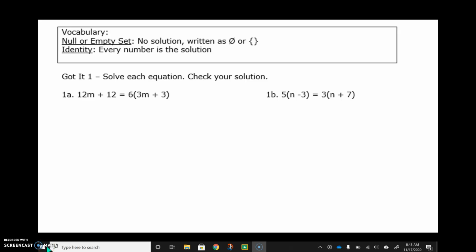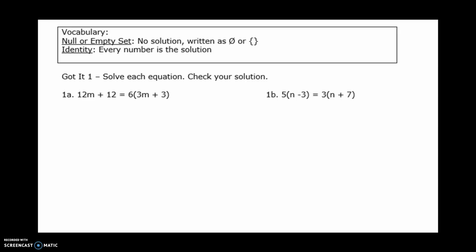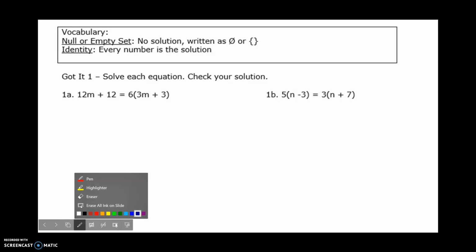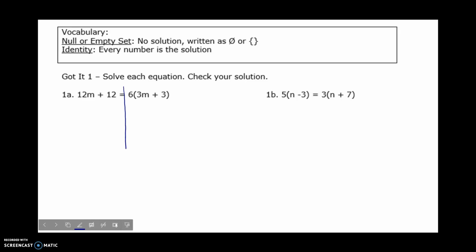All right, Chapter 8, Lesson 8. Solve each equation, check your solution. Let's start with solving our equation. You can either divide by 6 or do your distributive property here.